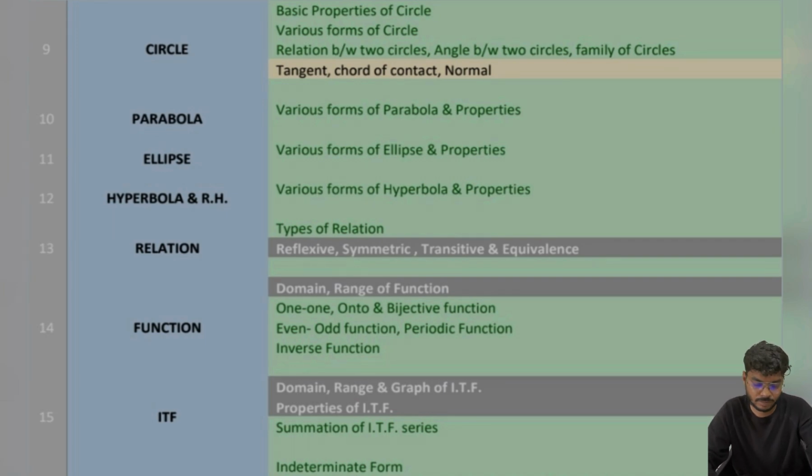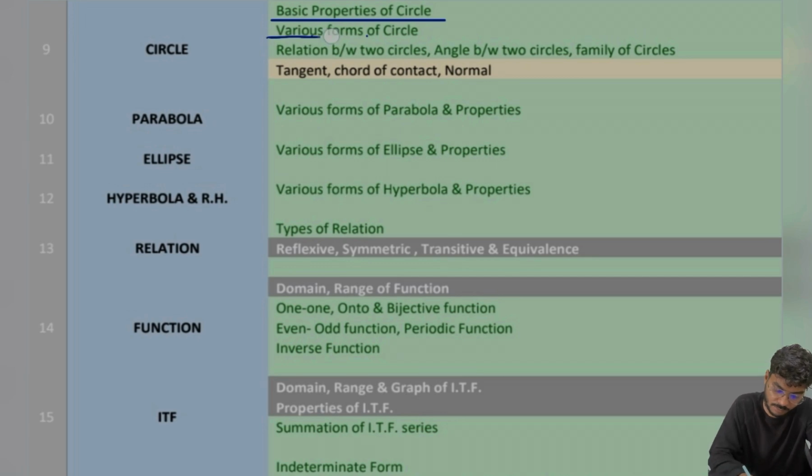So moving on to the next chapter, circle. In the circle, what is important? The basic properties of the circle, that the perpendicular bisector of a chord passes through the center of the circle, right? Then various forms of the circle. All the forms of the circle you have to remember. Then length of intercept on the x-axis, length of intercept on the y-axis.